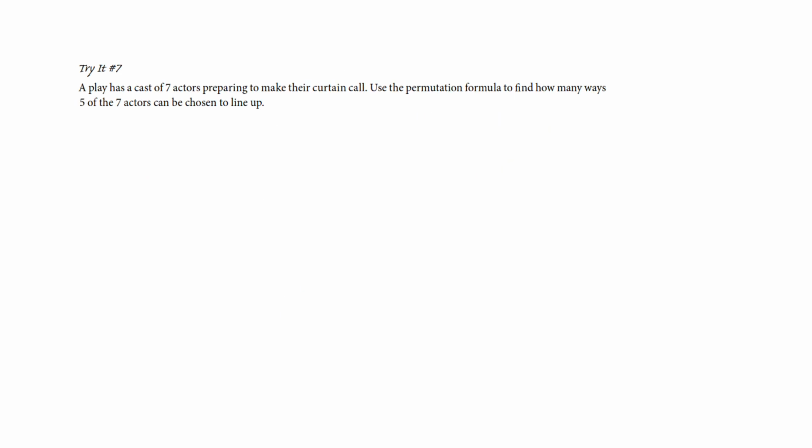Okay, so permutation again here, but we're taking 5 at a time. So we've got 7 factorial divided by 7 minus 5 factorial. So that's 7 factorial divided by 2 factorial. Now that's the formula, but what's really happening here is 7 times 6 times 5 times 4 times 3. We're taking 1, 2, 3, 4, 5 people.